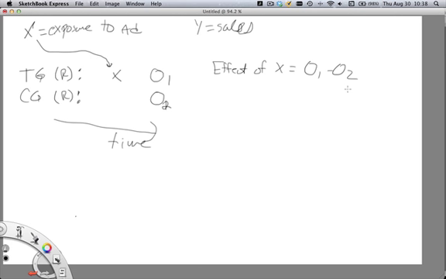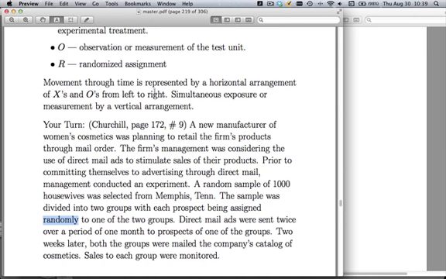Now you might want to think about how would you analyze this experiment. Well, we would use an independent sample t-test to analyze this. So we have two independent groups. We have one measurement on each. Therefore, it's an independent sample t-test problem. Okay, so we've now diagrammed this experiment.